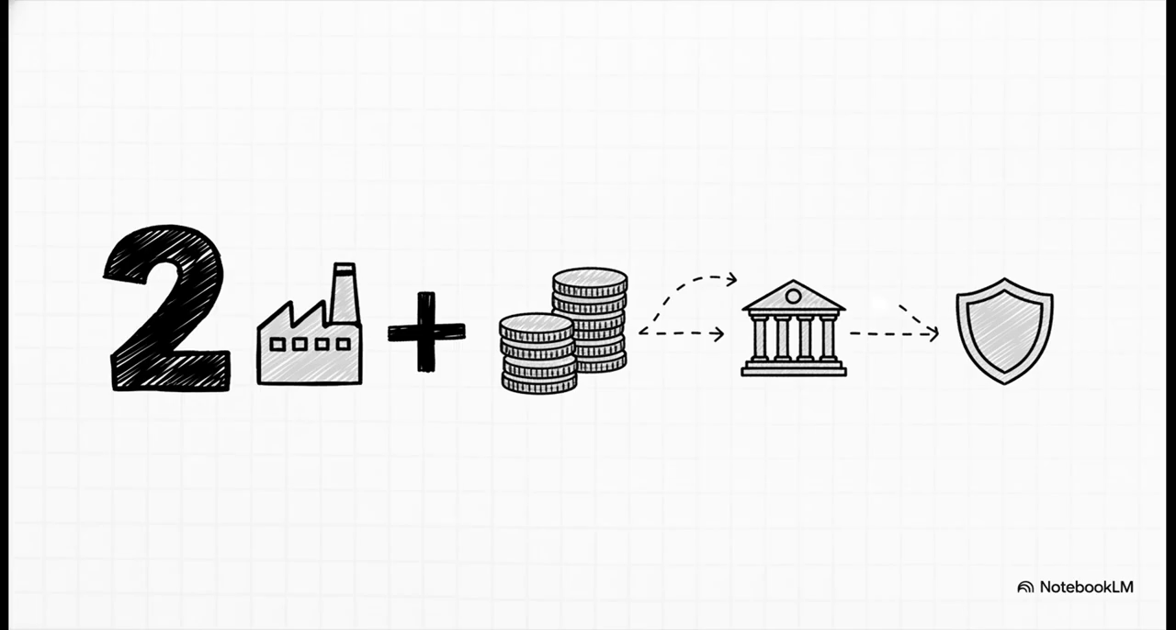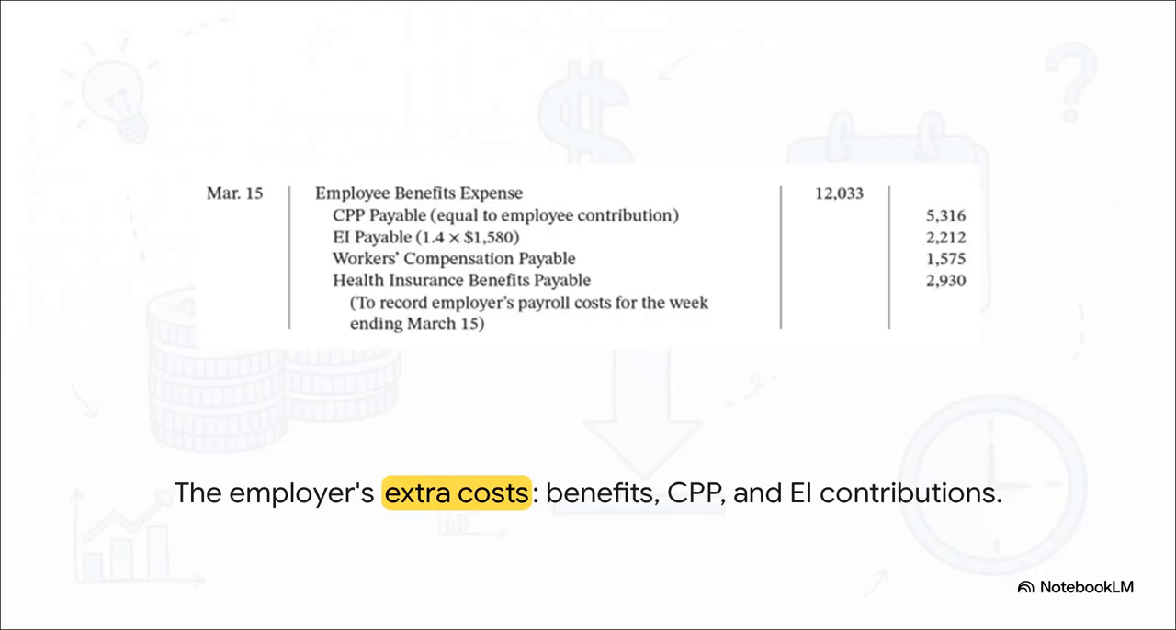But wait, the costs don't stop there. On top of the employee's gross pay, the company has its own set of payroll expenses it has to account for. And this is the second, really crucial step. This leads to a whole second entry for something called employee benefits expense. This is the often hidden cost of having employees. It covers the company's own contributions to things like pension plans, insurance, workers' comp, and guess what? Each of these items also creates a separate payable, yet another promise the company has to fulfill.